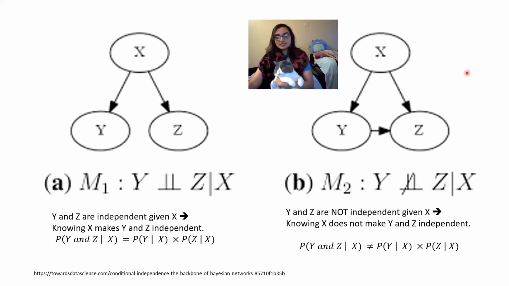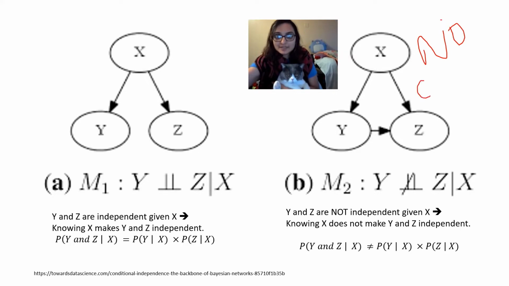But this is not conditional independence, because in this situation, X goes to Y and X goes to Z as well, but we've added a link between Y and Z. We didn't have a link between these two before. So Y is not independent of Z given X. Knowing X does not make Y and Z independent. So the probability of Y and Z given X is not equal to the probability of Y given X multiplied by the probability of Z given X. So this one here is basically no conditional independence.